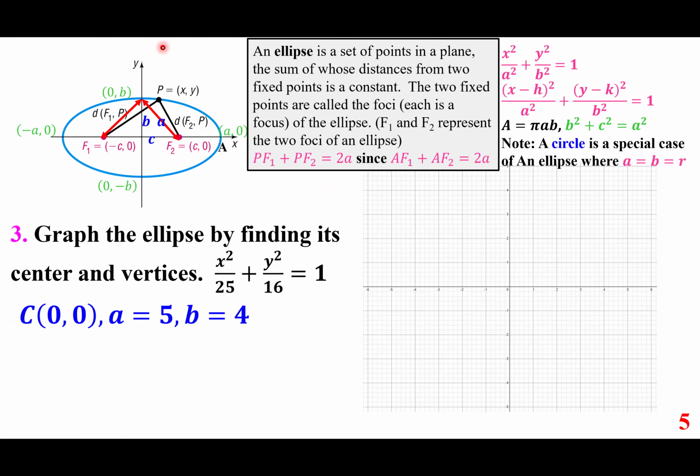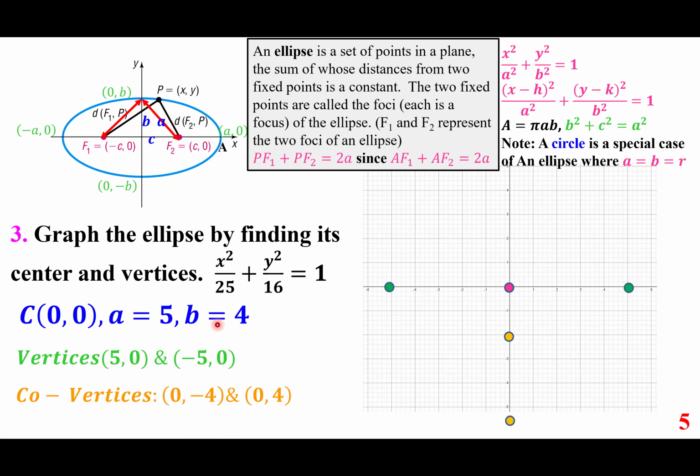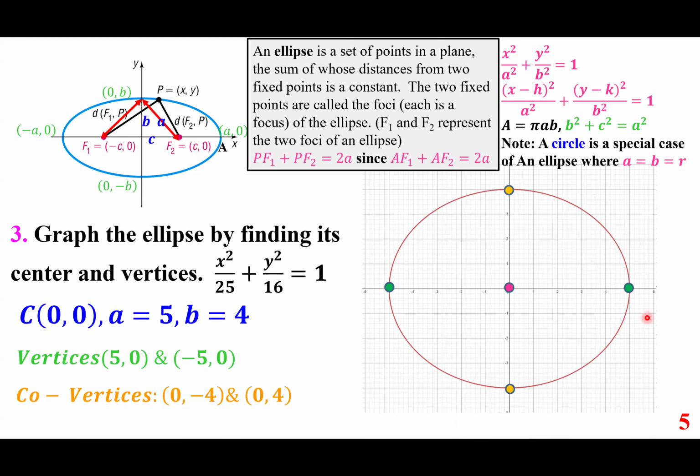If it's elongated along the y-axis, then 0, B and 0, minus B would be the vertices. So the vertices are 5, 0 and minus 5, 0. The other part is called the co-vertices, 0, minus 4 and 0, 4. So this is the center, 5, 0 and minus 5, 0 are the vertices, and 0, minus 4 and 0, 4 are the co-vertices, the terminology. And it looks like that. Of course, because 5 and 4 are close, it looks similar to a circle, but like I said, it is an ellipse.